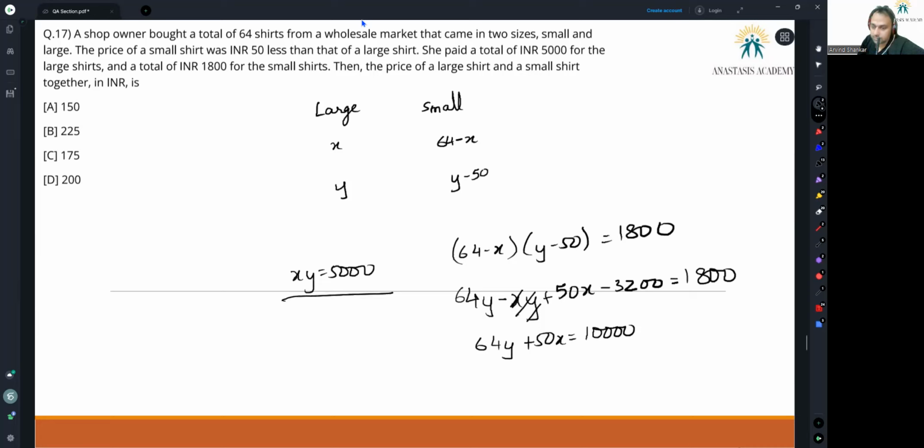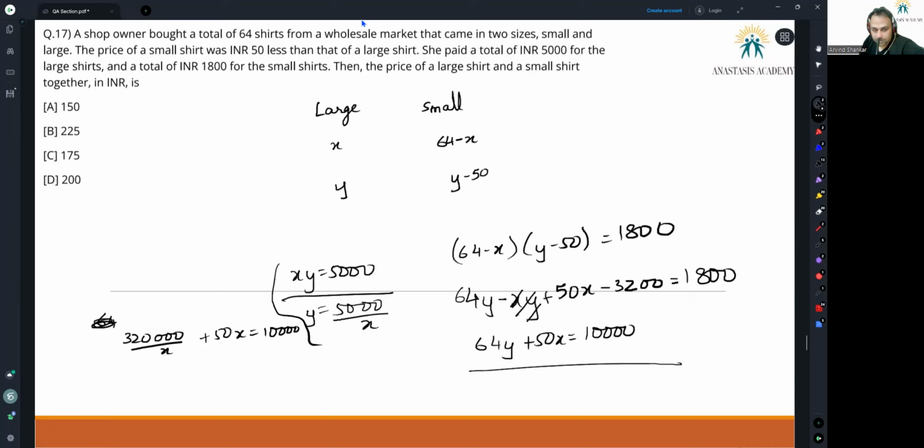Now we have XY here, we have this here. We can solve by forming a quadratic equation. We have to do it. Y is equal to 5,000 by X. Substituted. So we get 64 into 5,000 or 320 followed by 3 zeros by X plus 50X is equal to 10,000. This equation I brought to life here. I can get rid of 50s everywhere. This is 200, this is gone.